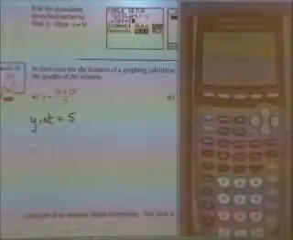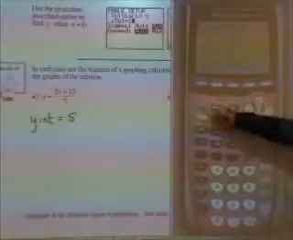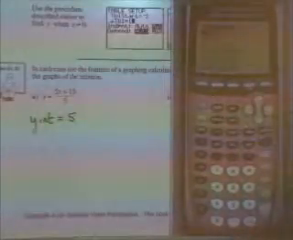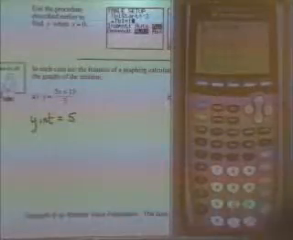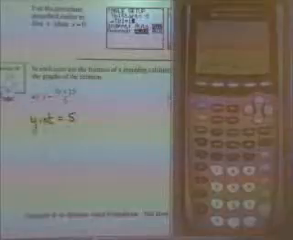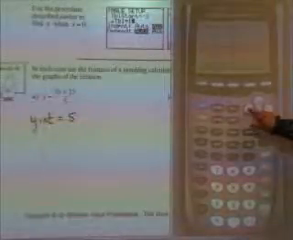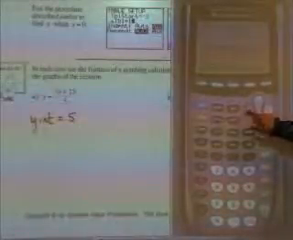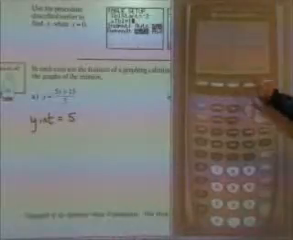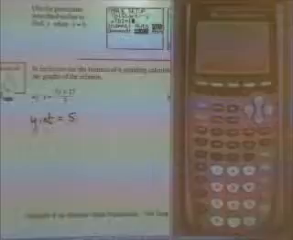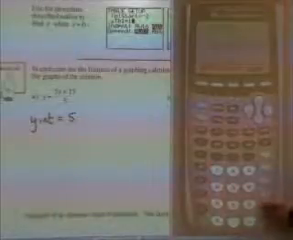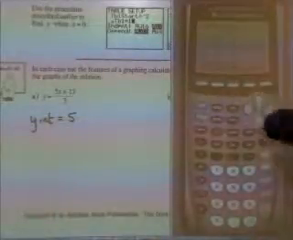To find my x-intercept, second, calc, and which choice do I use? The 0. So choice number 2. Now left bound means I have to be on the left side of this x-intercept, which means I need to be into the negative y values. That's the left side. I press enter and the arrow appears.